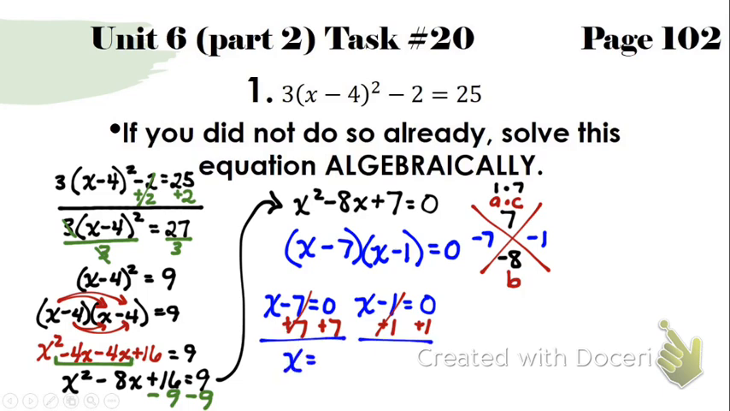All right. So Jay got x equals 7 and x equals 1, and then I just plug it back in to make sure it works. Subbed it back in to make sure it worked. Was it correct? Definitely.